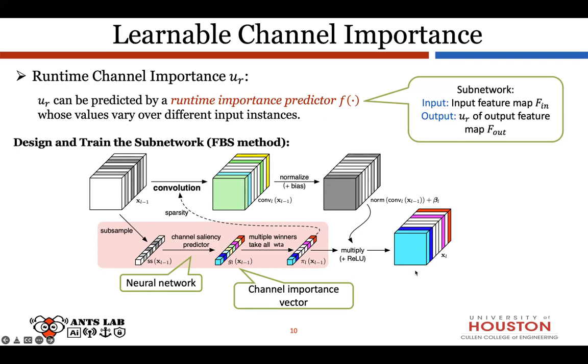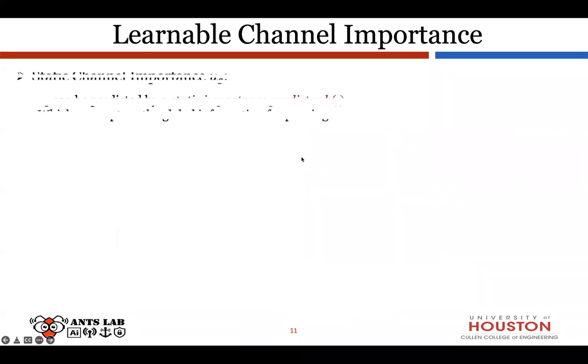And when we do the back propagation in the fine-tuning process, we can also update the parameters of the subnetwork, so we can also update the parameters of this runtime importance predictor. So that's the design and the training process of their proposed runtime importance predictor. If we have trained the model, we will predict the runtime channel importance for each layer. That is the runtime channel importance vector UR.